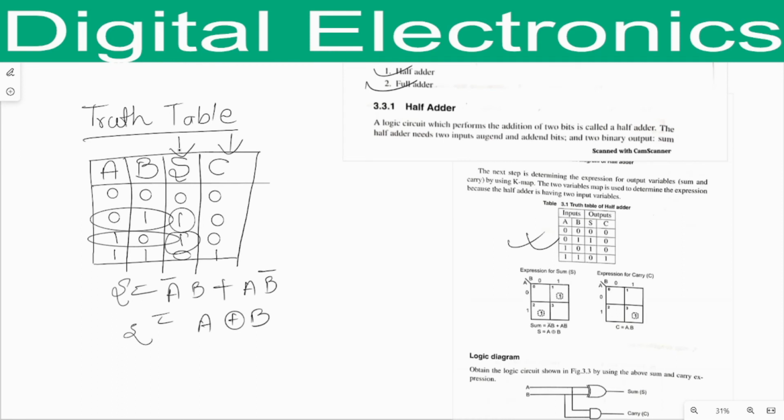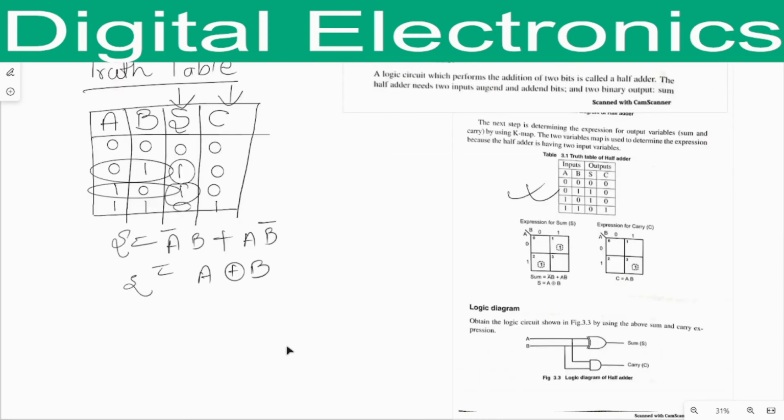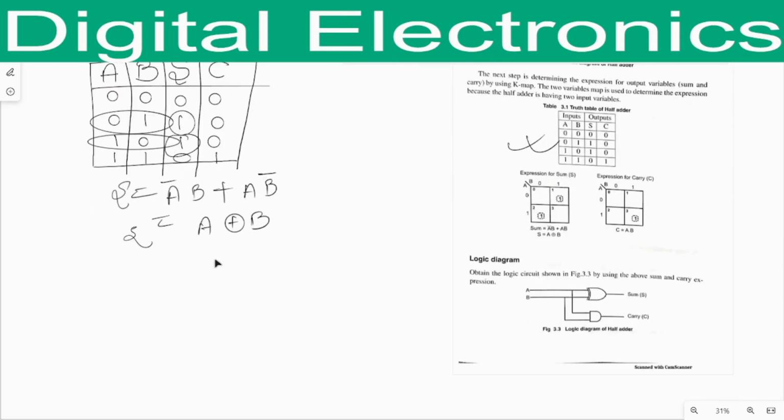Okay, now we have to find the equation for carry. To find the equation for carry, we check the carry column where 1 is coming. Here 1 has come, and accordingly we take the input combination. Here the input combination is 1 1, that's why the value of C will be AB. C equals AB. So these are two equations: sum equals A XOR B and carry equals AB.